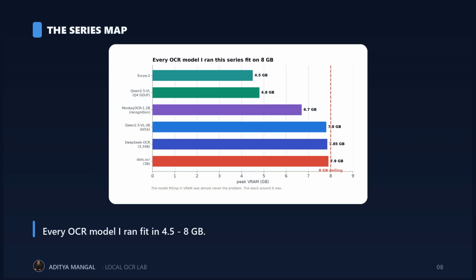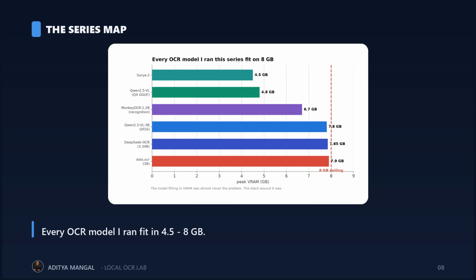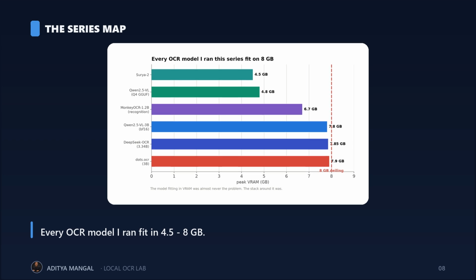Since this closes the series, here's the map I wish I'd had at the start. Across every episode, nearly every OCR model I ran, Surya 2, GOT, dots.ocr, PaddleOCR-VL, Qwen, DeepSeek, MonkeyOCR's recognizer, sat in the 4.5 to 8 gig range on this one card, most with room to spare. A 3 billion class model at full precision is right at the edge, and quantized to Q4, it's comfortably in the middle. VRAM was almost never the thing that stopped me.